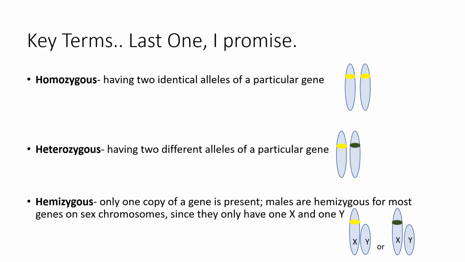Males are hemizygous for most genes on the X chromosome because they only have one X and one Y. So if there's a recessive mutation on the X chromosome, males don't have a backup copy. And that's why conditions like hemophilia and Duchenne muscular dystrophy show up the way they do. This term will quietly explain a lot of inheritance patterns once we get there.